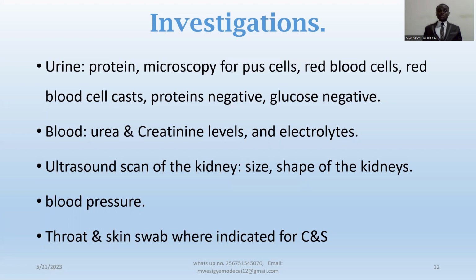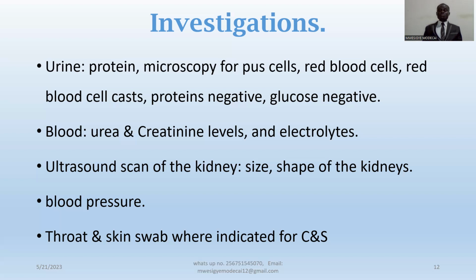Then we shall also take off a blood sample, and this one is to test the urea and creatinine, and sometimes also the electrolytes level. We shall also do an ultrasound scan of the kidney, and this one will show us the size and shape of the kidney, because in most cases, if someone has glomerulonephritis, the whole kidney is inflamed. It shows whether it is in the normal shape or there is a change.